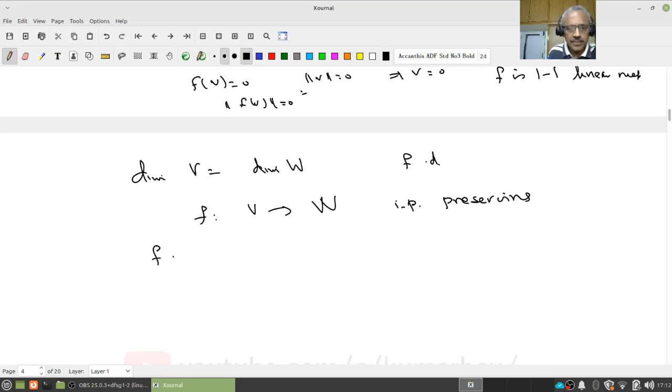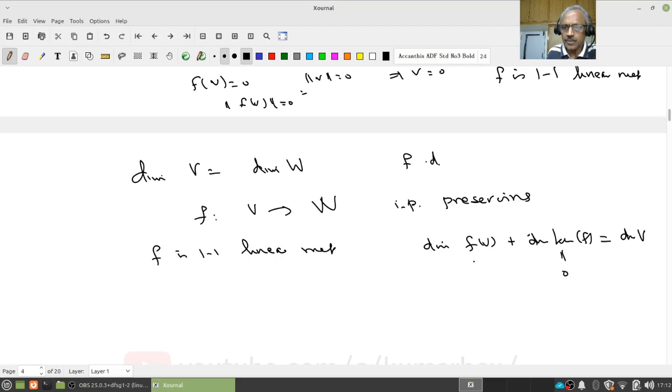Right? Then f is a 1-1 linear map. So what can you conclude? You must have seen it. For example, from the rank-nullity theorem, it follows that dimension of f of V plus dimension of the kernel of f must be equal to dimension of V. But this is 0. Therefore, dimension of f of V is the same as dimension of V. But that means the same as dimension of W. But f of V is a vector subspace of W having the same dimension. Therefore, I conclude f of V equals W.